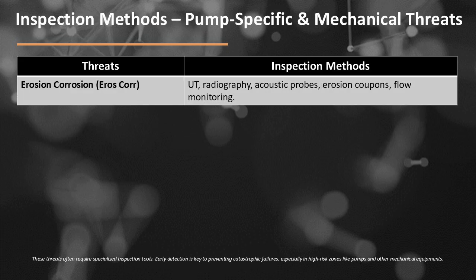Inspection methods for pump-specific mechanical threats. These threats often require specialized inspection tools. Early detection is key to preventing catastrophic failures, especially in high-risk zones like pumps and other mechanical equipment. When the threat is external corrosion, then the inspection methods to use for detecting the threat are UT, radiography, acoustic probes, erosion coupons, flow monitoring.